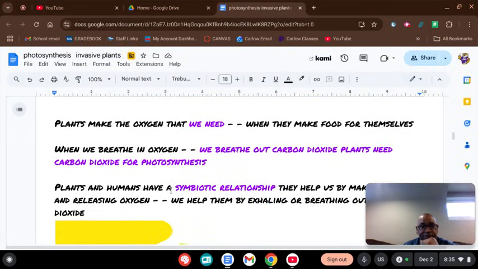All right. Plants make the oxygen that we need when they make food for themselves. When we breathe in oxygen, we breathe out carbon dioxide. Plants need carbon dioxide for photosynthesis. So when we breathe in oxygen, and breathe out carbon dioxide, that's a give and take. That's our symbiotic relationship with plants, whether it's a tomato plant or an apple tree, an orange tree, a fig tree, broccoli, a rose bush, marigolds, whatever plant you're talking about.